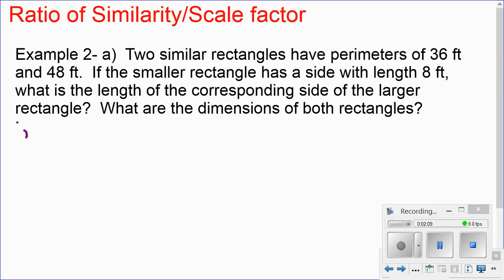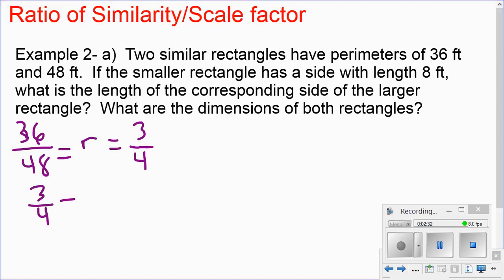So 36, we're going to put that over 48, and we're going to simplify to get the scale factor. So that's going to be R. When I simplify 36 over 48, looks like 12 goes into each, so divide 36 by 12, that's 3, and divide 48 by 12, and that's 4. 3/4 is my R, or my scale factor. So I'm going to use 3/4, and I'm going to set up a proportion. I'm reading here, it says the smaller rectangle has a side with length 8 feet. So smaller, 8 is going to go in the numerator, and x is going to go in the denominator because we're going to get the corresponding side of the larger rectangle.